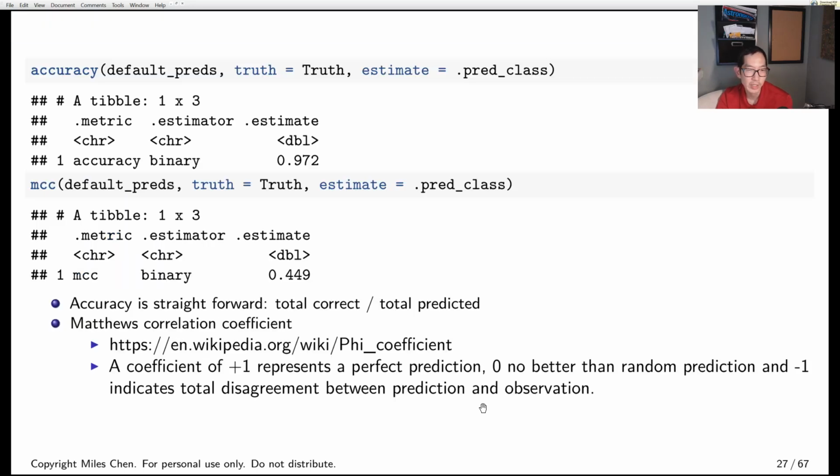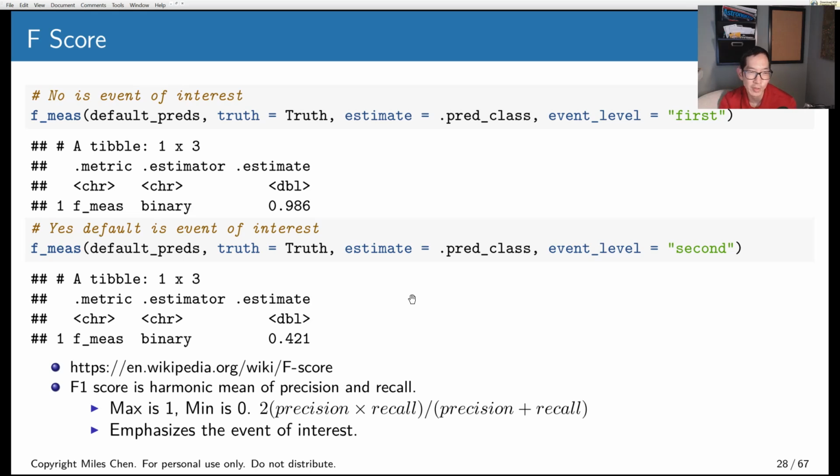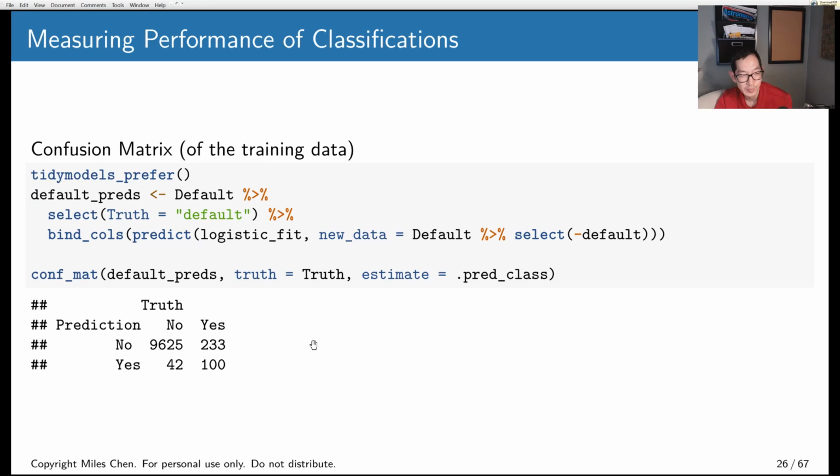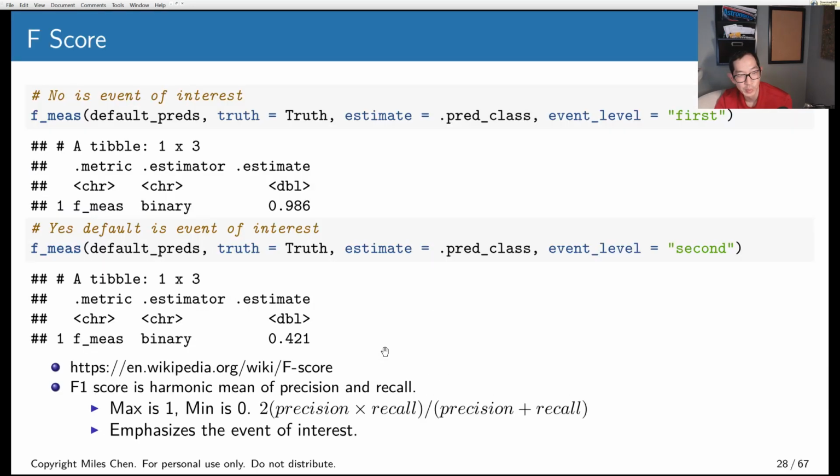If we say, hey, detecting when somebody defaults is more important, okay? The yes default is the event of interest. So here the event level that we should be scoring on is the second entry. First and second is determined by alphabetical order. So no comes first, yes comes second, okay? And so in this case, when we said the yeses are more important, we score much more poorly, okay? The F measure is only 0.421.